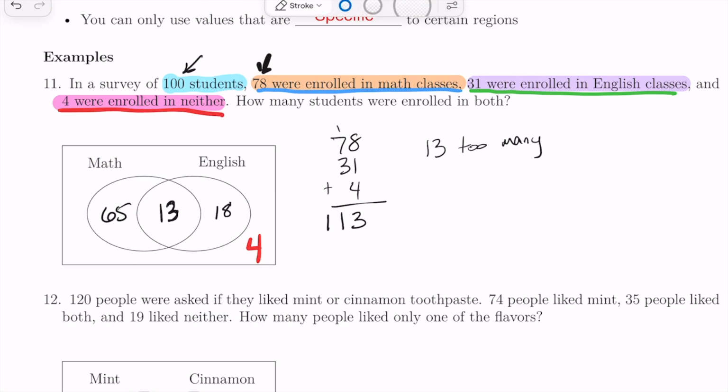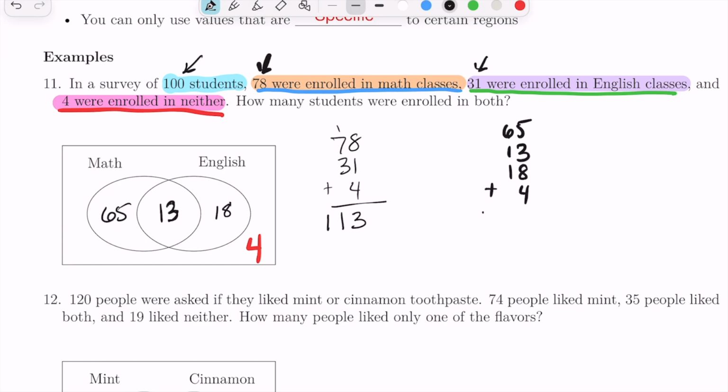So that seems good. Let's go to the English class. There were 31 students enrolled in English class. If I look at all of my English class students and I add 13 and 18, yes, there's 31. And I can do one more thing, and that is to check to make sure that I have a total of 100 students now. If I add 65, 13, 18, and 4, I do get 100 students. So it seems like my Venn diagram has now been fixed.